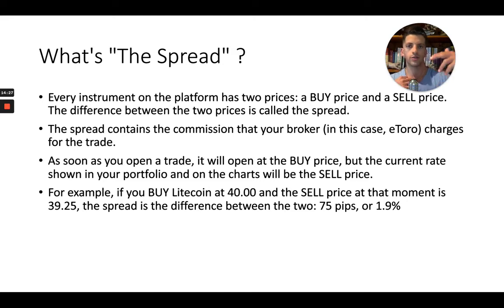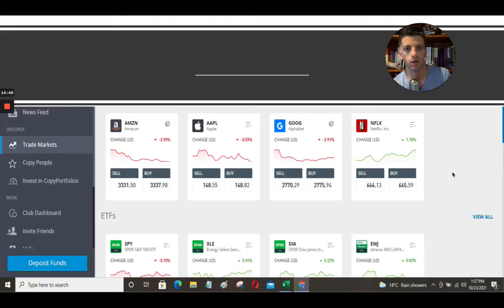So as the value of a given stock that you bought rises and falls, your shares will be marked in real time. For example, if you buy Litecoin at $40 and the sell price at the moment is 39.25, the spread is the difference between the two: 75 pips or 1.9%. Okay, so let's go into that to make sure you understand. Again, it's not really that hard. You'll get the picture, I'm sure.